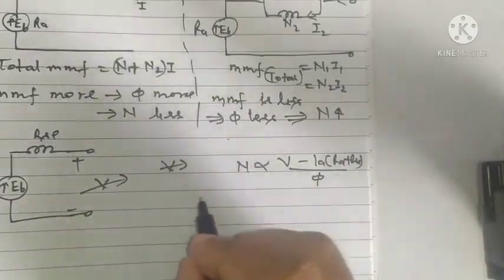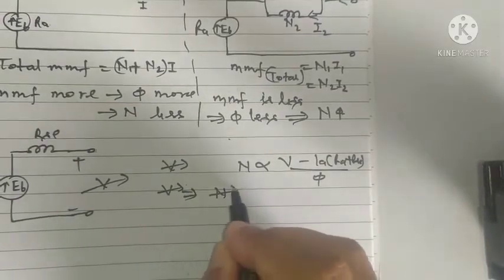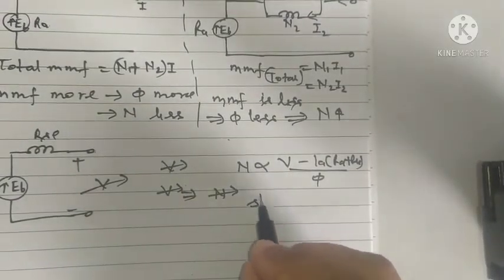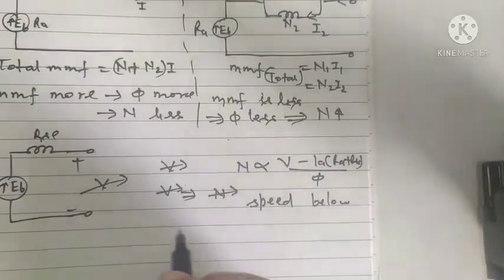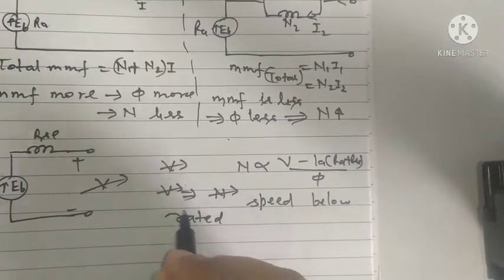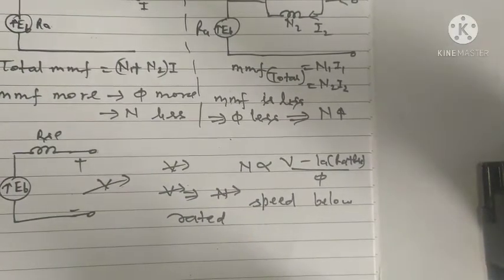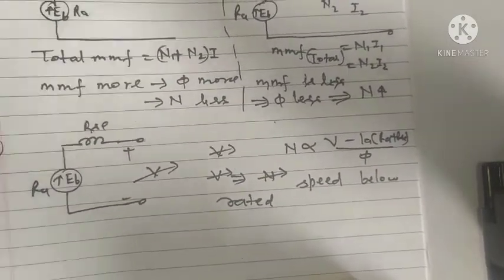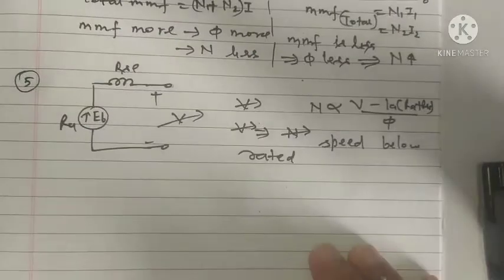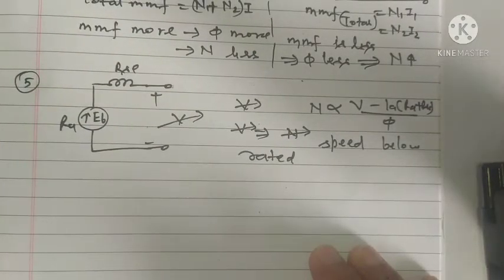So as voltage changes, speed will also change, and speed will be below rated only, because voltage cannot be increased above rated. If you increase voltage above rated, it will damage the insulation. So these are the methods to control series motor speed.